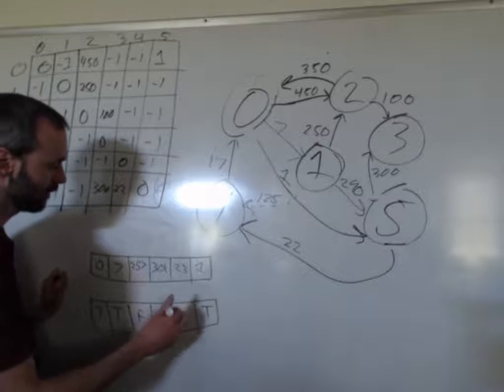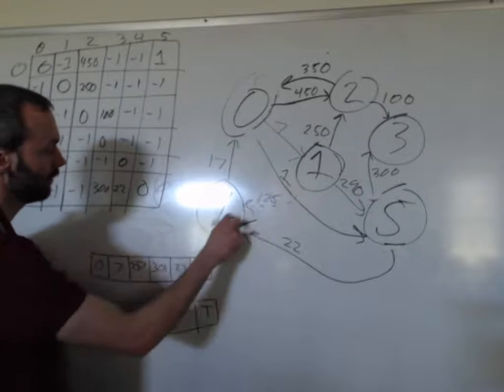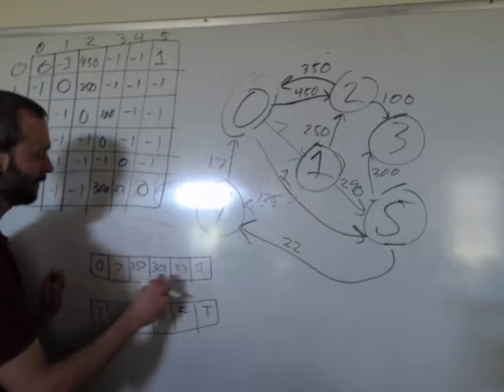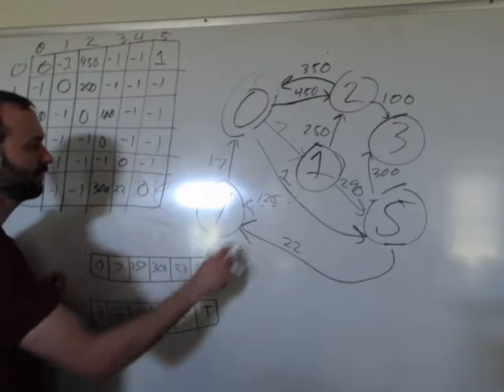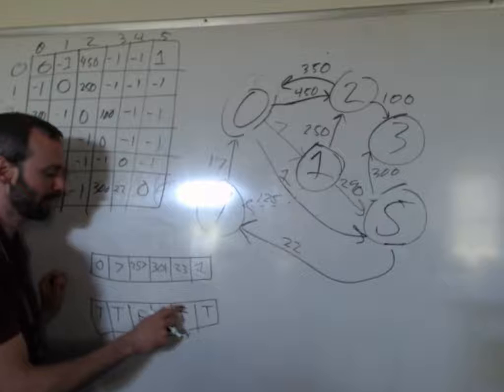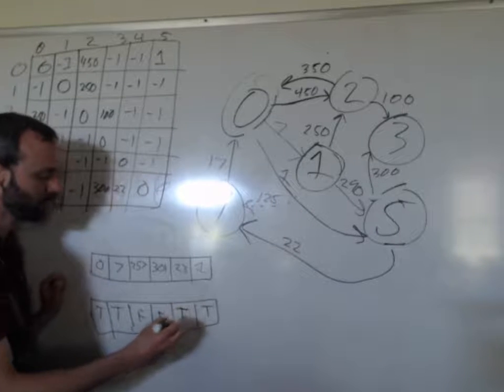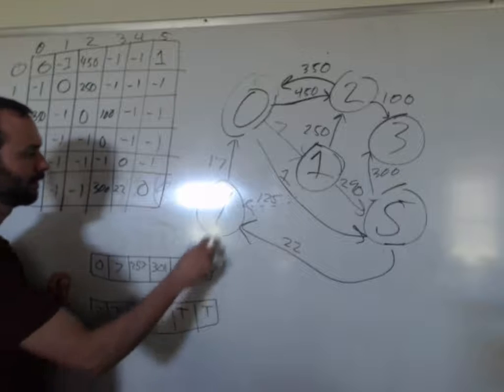Oh wait, we forgot to finish 1. I'm sorry. I lied. You can go from 1 to 4. Oh, I didn't see that. Yeah, so that's 7 plus 125. Is that less than 23? No. Okay, so we don't need to do anything. Great. So now we go to node 4.